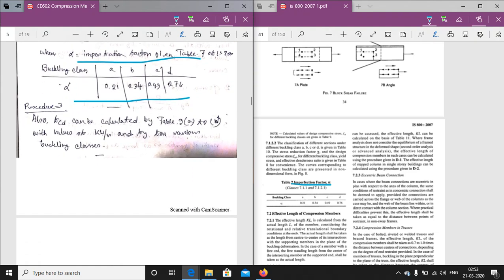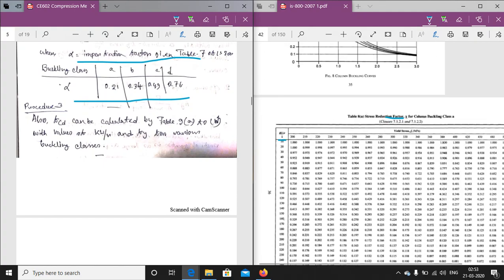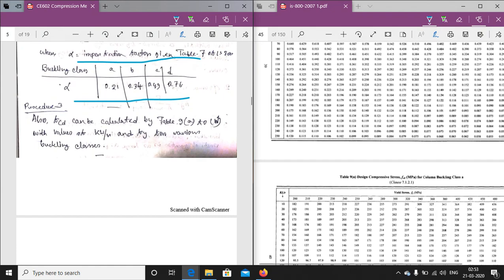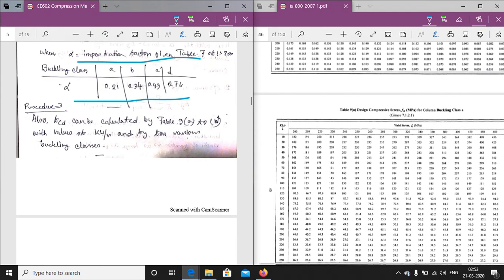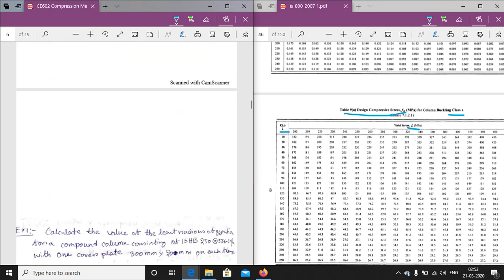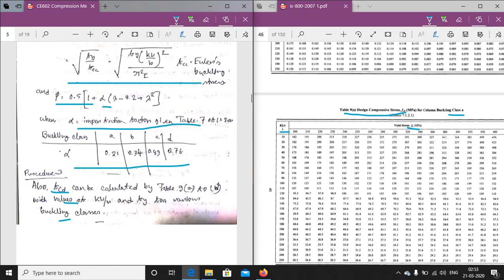And the third procedure, the FCD can be directly calculated from this chart, table number 9A to 9D. Table 9A gives the design compressive stress depending on the buckling classes, the KL by R and the yield stress ratio. The FCD can be calculated by these three procedures. So these are all the design parameters that we have considered.